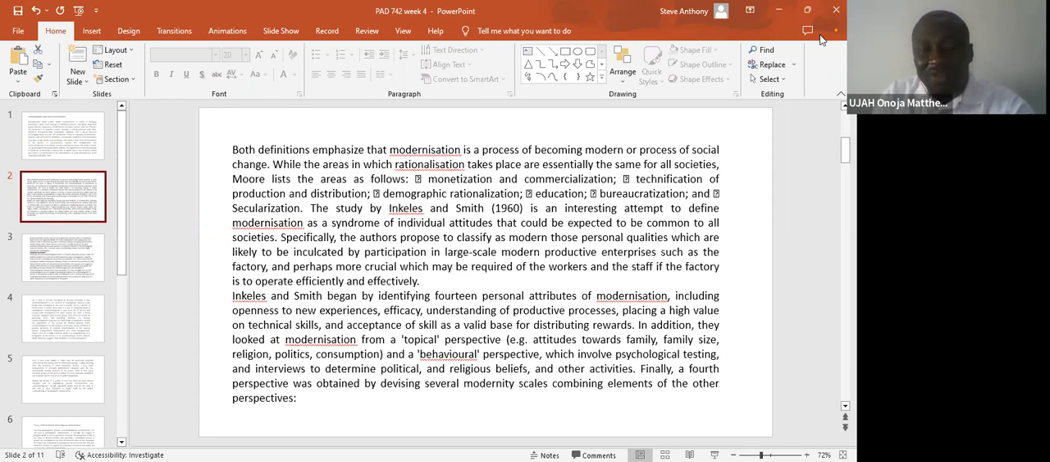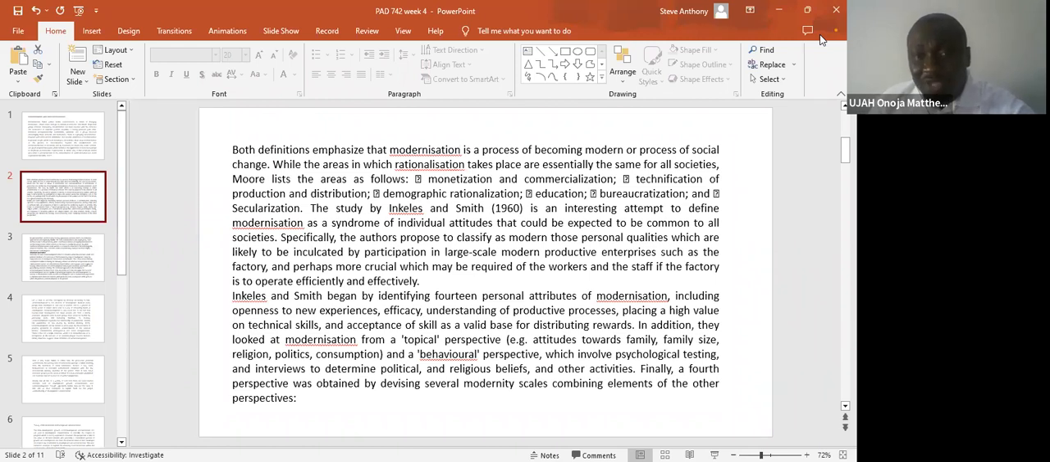So it is not only from the individual angle, there's also the economic dimension to it, but in it all, it reflects progressive change or procedural increment that takes place within the confines of an economy. So Smith began by identifying 14 personal attributes of modernization, including openness to new experiences, efficacy, understanding of productive processes, placing a high value on technical skills, and acceptance of skills as a valid base for distributing rewards.